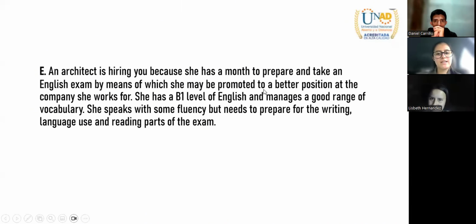Okay, I have chosen case E of an architect who needs to prepare for an English exam in 1 month. This exam is crucial for him to be promoted in his company, and his current level of English is B1. I chose this case because preparing professionals in technical areas such as architecture for English exams presents unique challenges that require a personalized strategy. I am interested in designing a specific preparation to improve his skills in writing, reading, and using technical language.